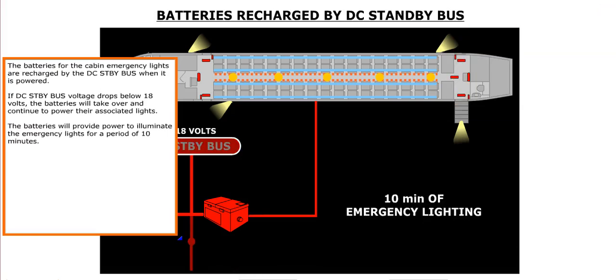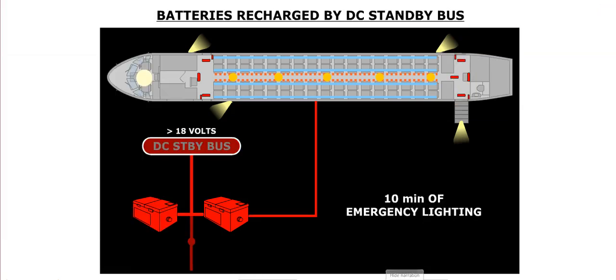The batteries for the cabin emergency lights are recharged by the DC standby bus when it is powered. If DC standby bus voltage drops below 18 volts, the batteries will take over and continue to power their associated lights. The batteries will provide power to illuminate the emergency lights for a period of 10 minutes.